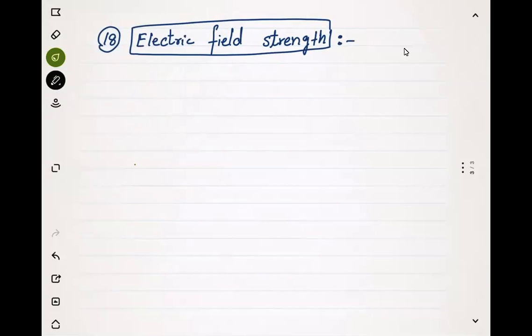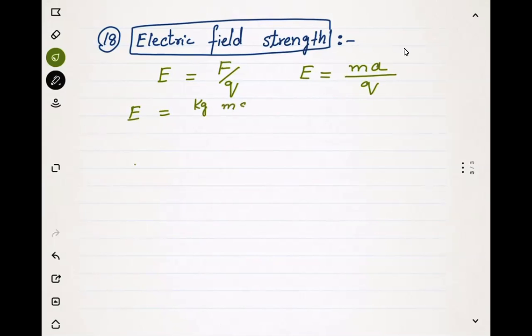Electric field strength is defined as E is equal to F over Q. Finally, it would become E is equal to F, which would be MA, over Q. So electric field strength is basically force per unit charge. MA can be written as kilogram meter second minus 2, over charge, which could be written as current into time.